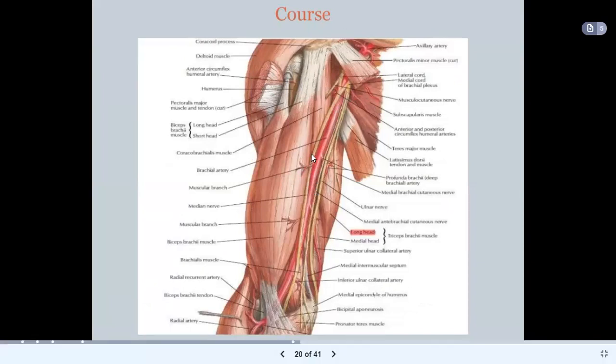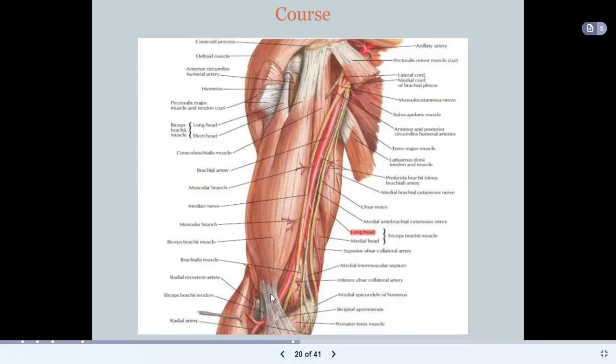Lateral to this artery, you have your biceps brachii muscle, and then you have the upper part of the median nerve. So these are the lateral relations. On the medial side, you have your ulnar nerve, you have your triceps muscle, and then you have the lower parts of the median nerve. So those are the medial relations of the artery.